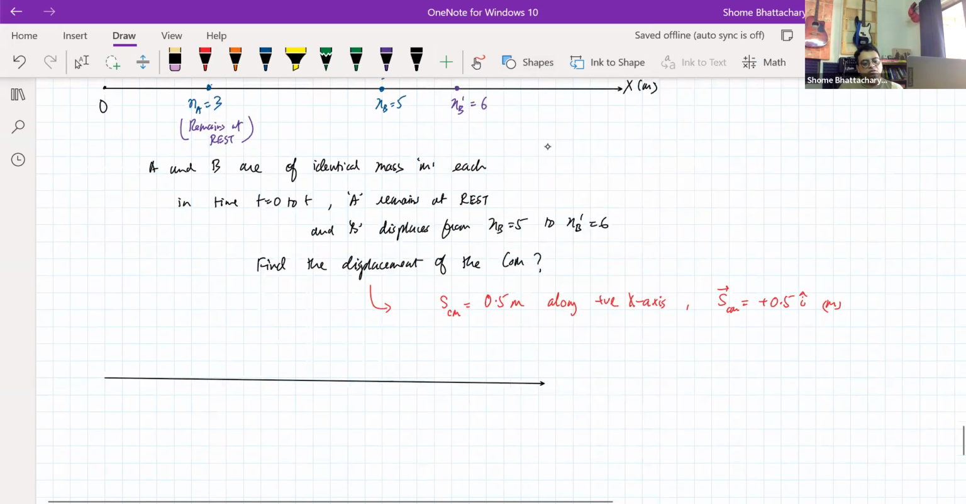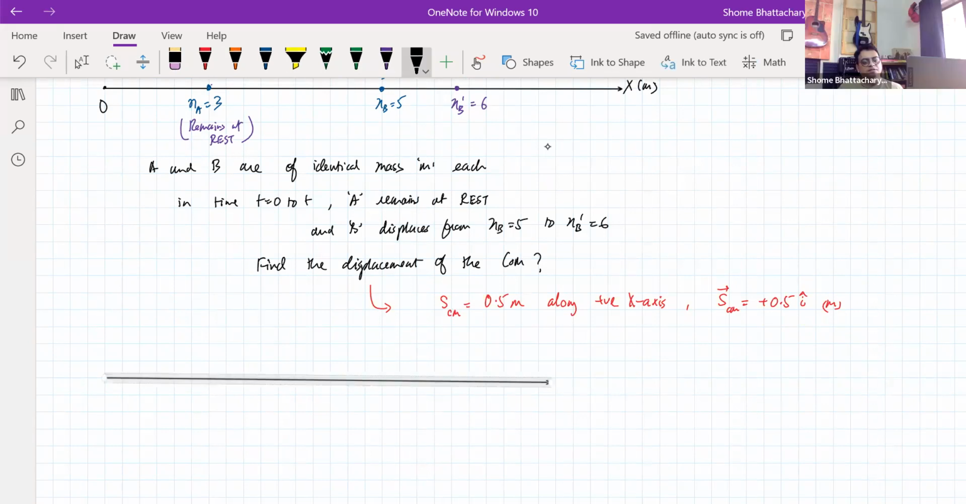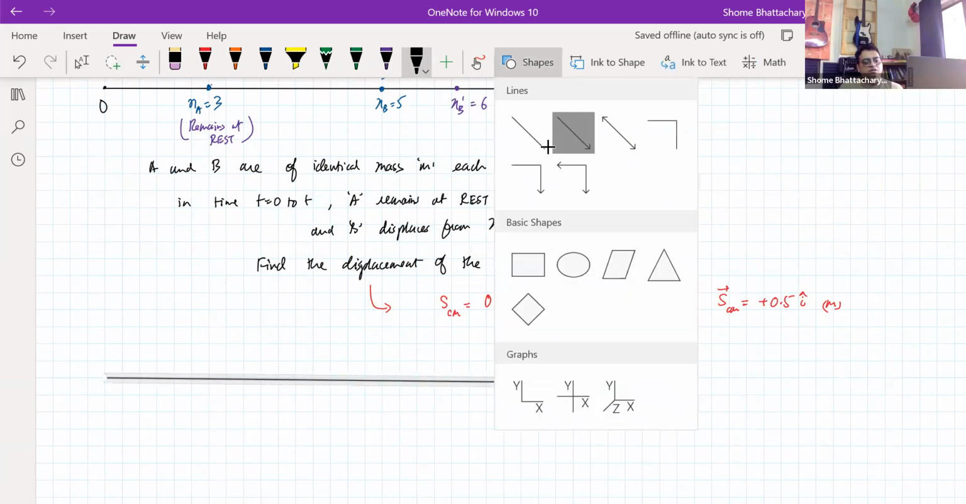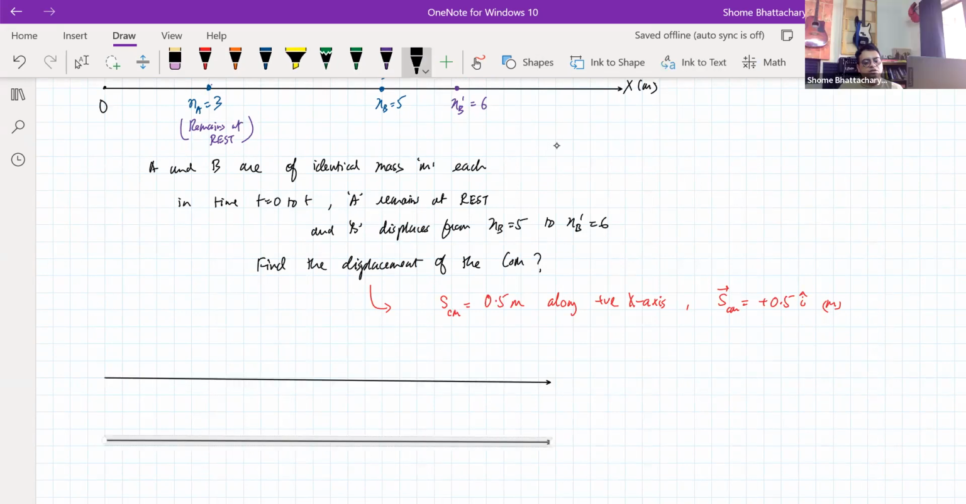Sir, we can find it by differentiating also, no? By applying the concept of rate of change. Differentiating will give you the rate of change, so that would give you velocity, but we don't have information about velocity here. If we assume that, for example, B has moved with uniform velocity, then we can find during that time what is the uniform velocity of the center of mass also.